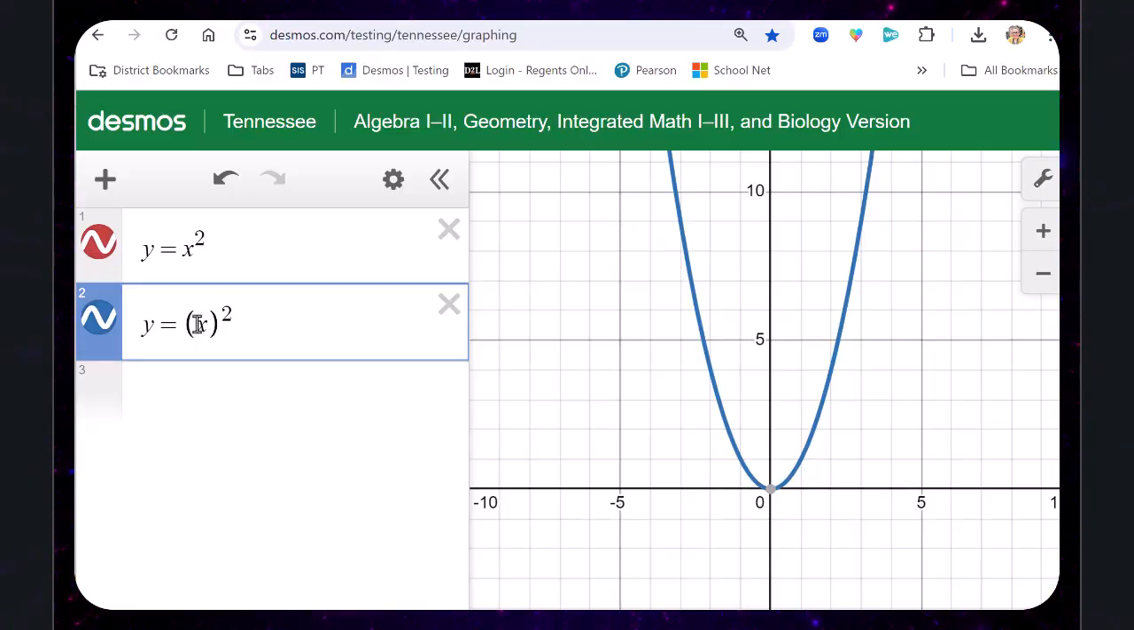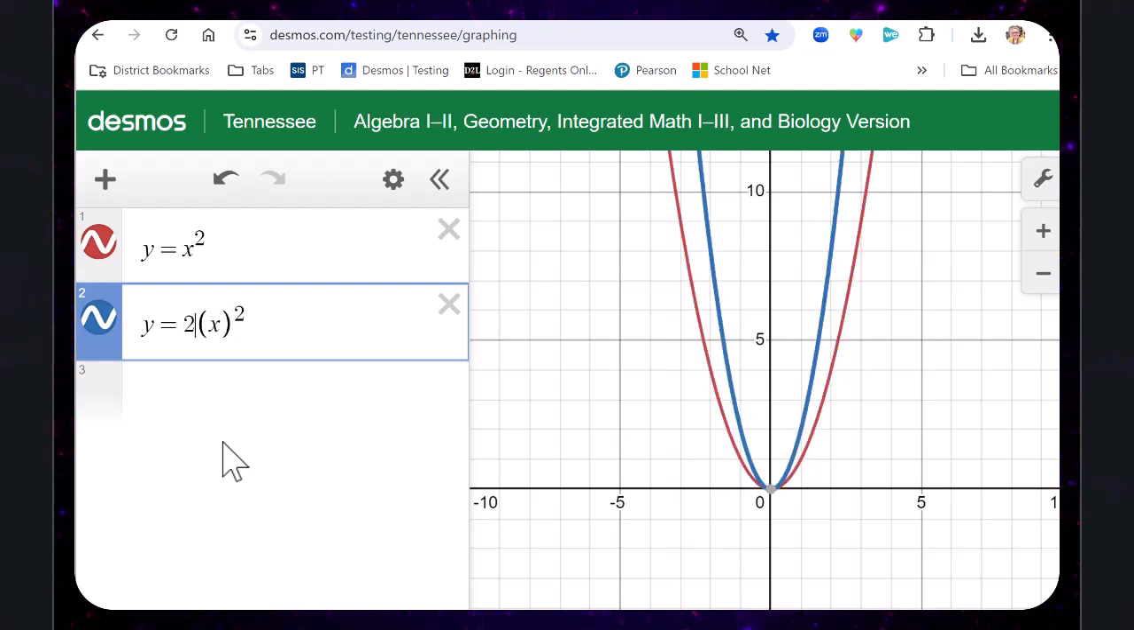shrinks. Now, we're not talking about horizontal stretches and shrinks, so I'm going to stay away from the x variable. I'm going to have to put everything in the front. So if you want to stretch, you're going to have to multiply the entire function by something greater than 1. So if I stretch everything by a factor of 2, I'm going to multiply the function by 2. So that red looks like it's actually been pulled up.